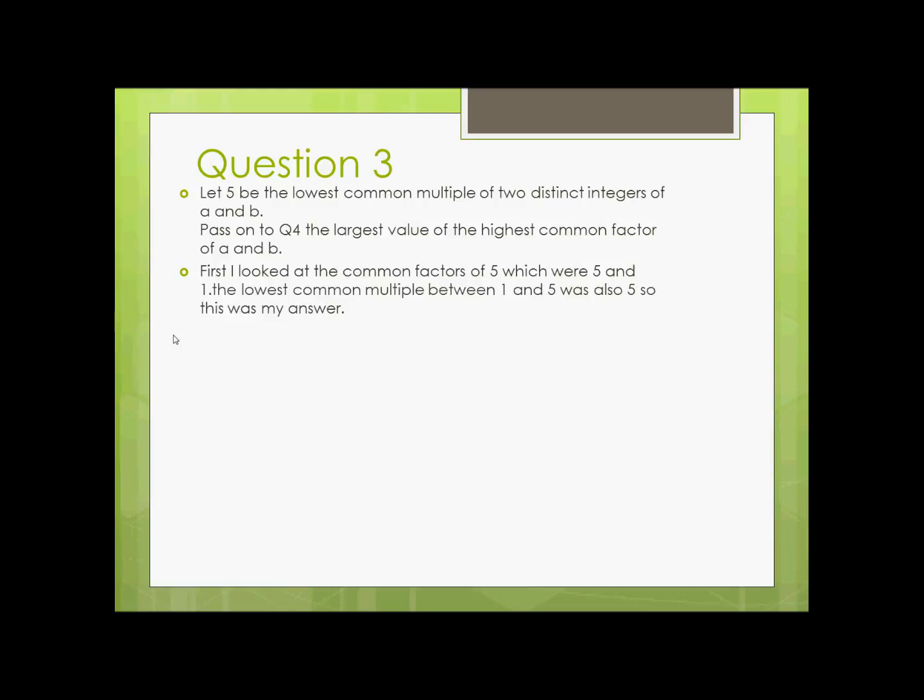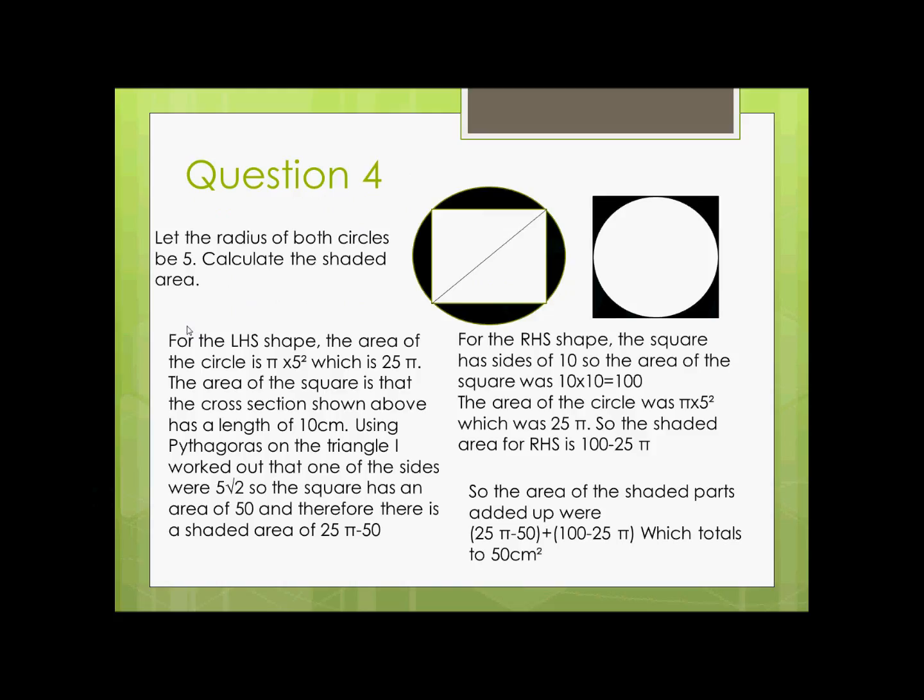which takes us to question 3, where I shall let 5 be the lowest common multiple of two distinct integers a and b. And for question 4, I shall take the largest value, the highest common factor of a and b. First I looked at the common factors of 5, which were only 1 and 5. The lowest common multiple between these numbers was also 5, and therefore my answer to take into question 4 was 5.